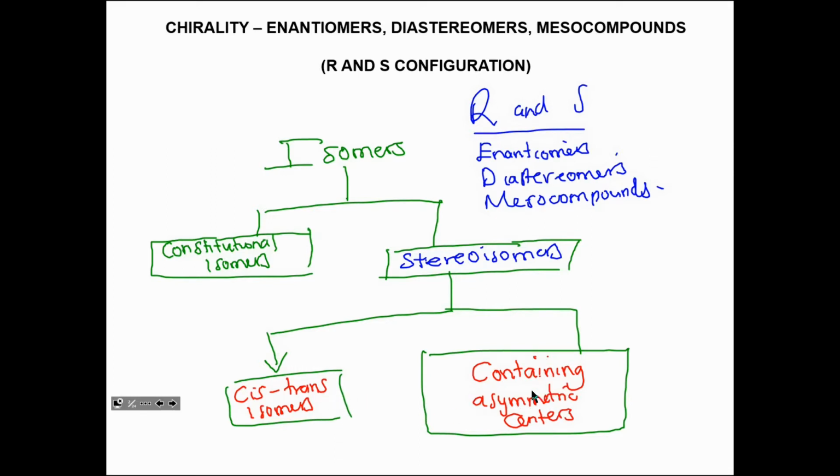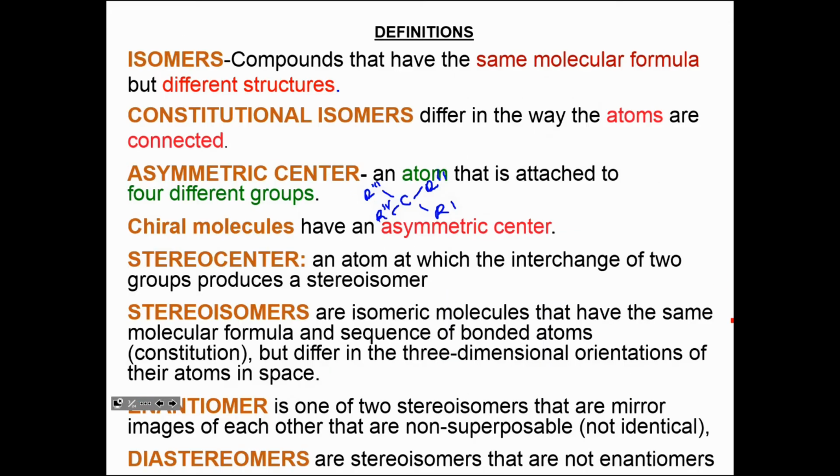All ones containing asymmetric carbon centers or atom centers. So here we're going to talk about mostly R and S, enantiomers, diastereomers, and meso compounds, using R and S assignments.